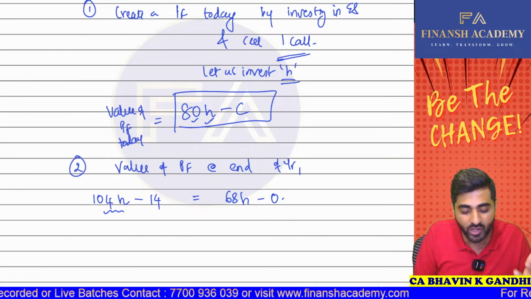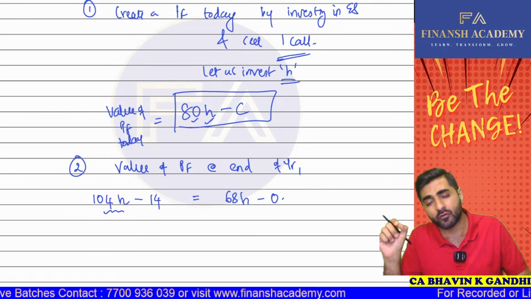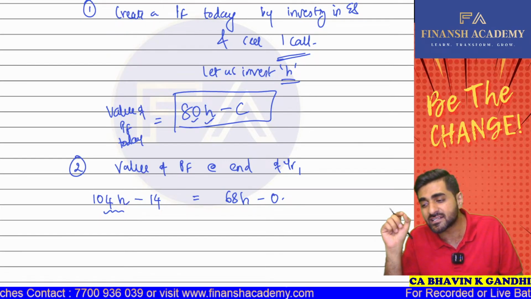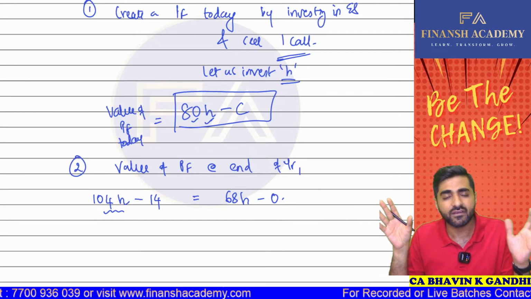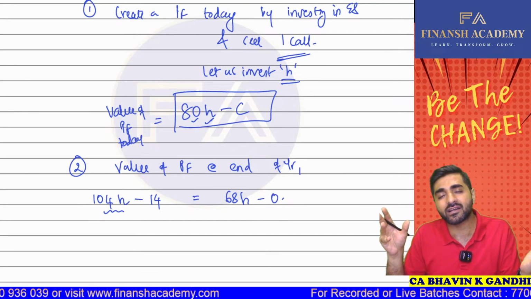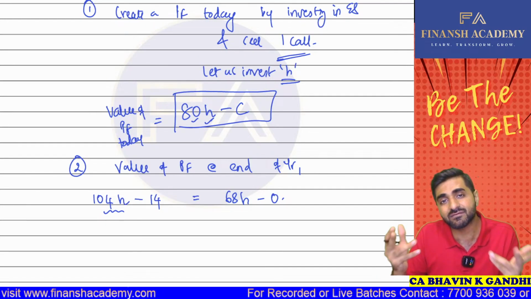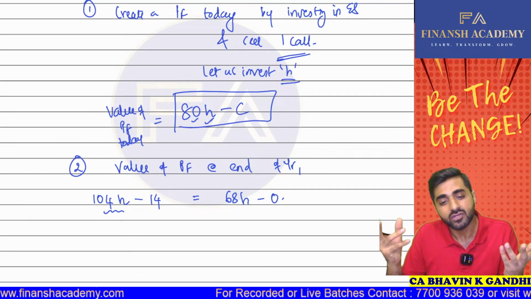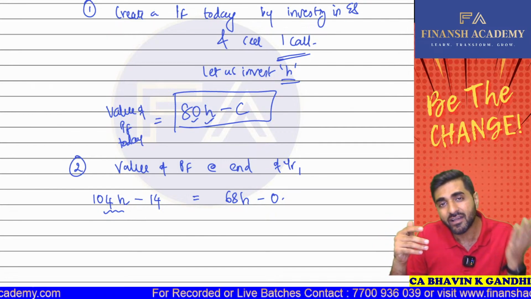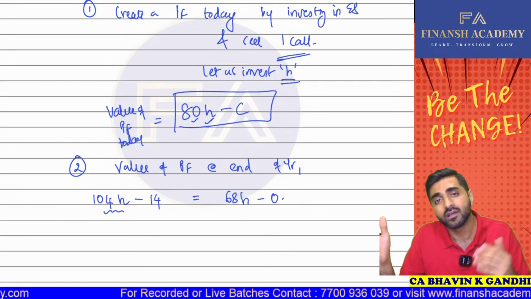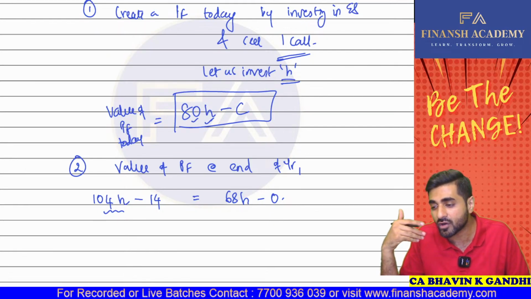So in this particular case, what is going to be the value of the portfolio? See, when we are talking about a risk-free portfolio, you always have to understand that, irrespective of the market price, the value of both the portfolios has to be the same, because that is why we call it risk-free. So 104H minus 14 should be equal to 68H minus 0. That is the value of the portfolio if the call is going to be out of the money.